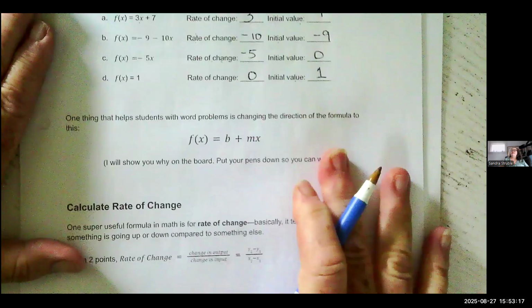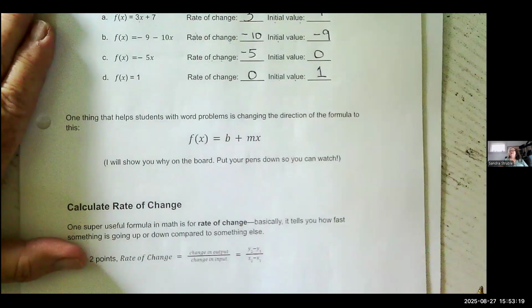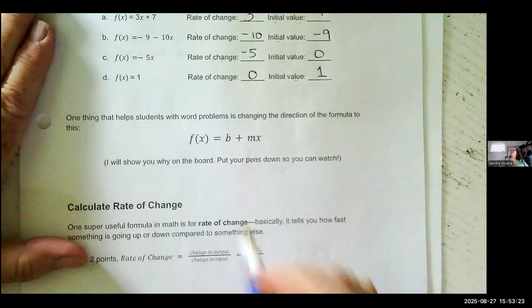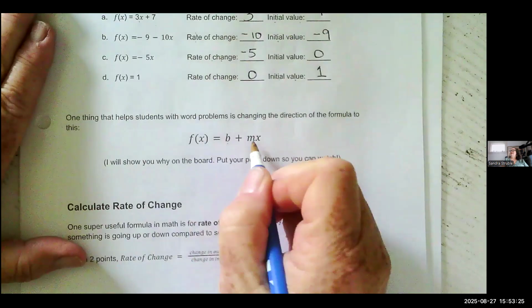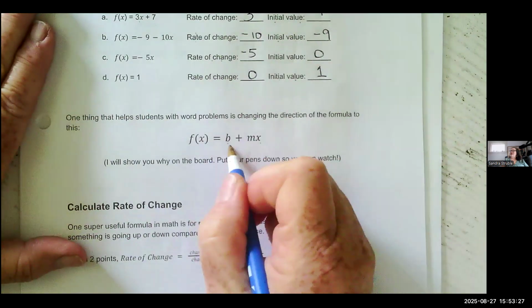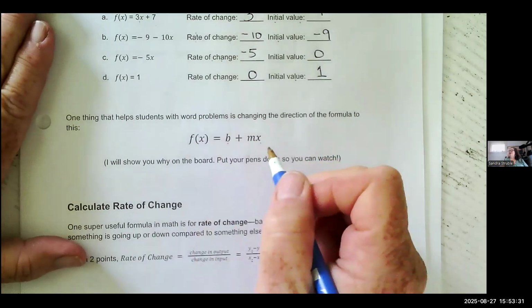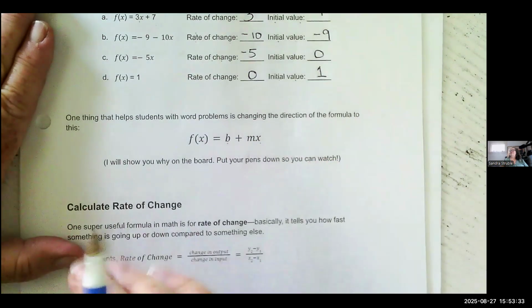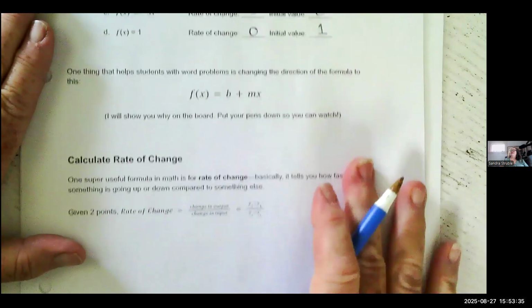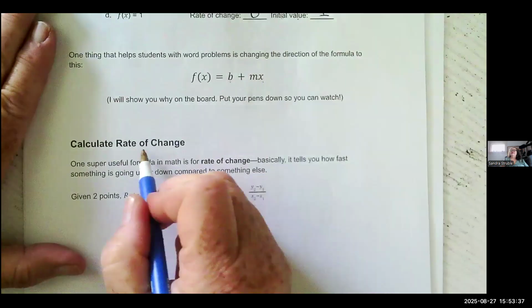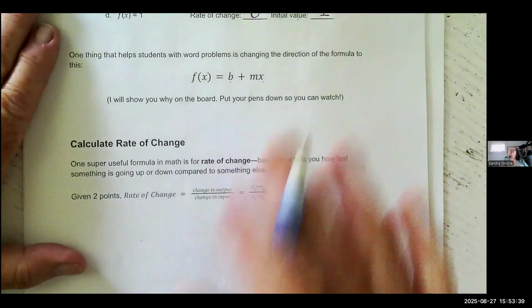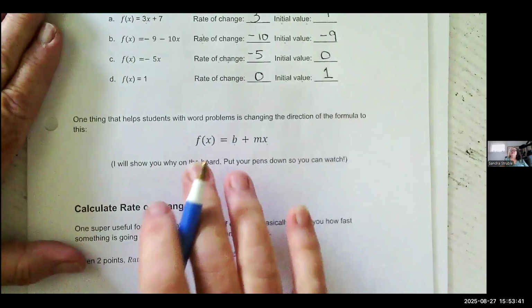All right, one thing that helps students with word problems is changing the direction of the formula to this. f of x is equal to b plus mx, because you have your starting value and then you can add to it or you can subtract from it, but you need to have a starting value. And I show people how to do this on the board. All right, calculate rate of change. So I guess the best way, let me go back here and do this.